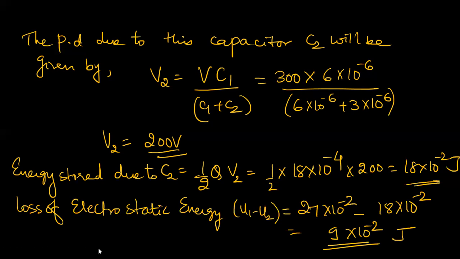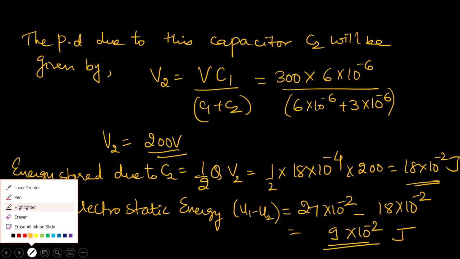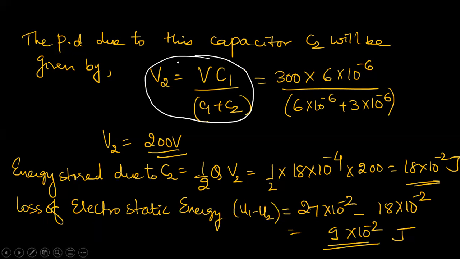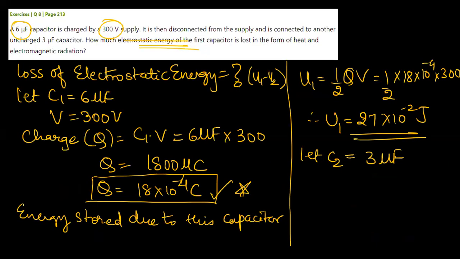I will request you to please memorize this formula, because this formula will also be required in case of entrance exams also. The second potential difference is always found by common potential difference V into C1 upon C1 plus C2. This is the formula. For V1, I can write V1 equal to V into C2 upon C1 plus C2. This is the other formula. These are the two different types of formula that we can use. So this was the sum.